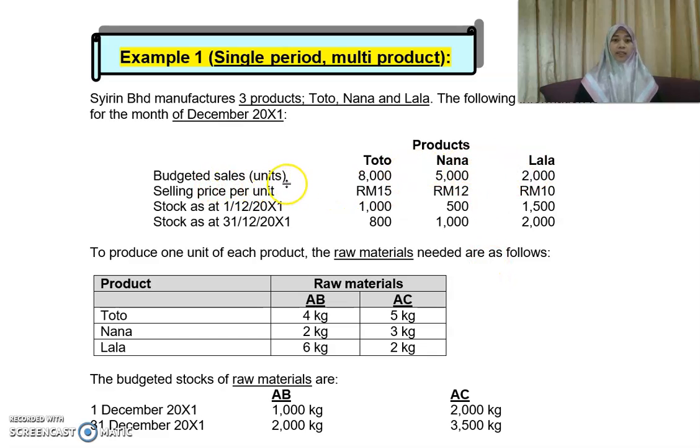You are being given the budgeted sales in units. So 8,000 units you're going to produce for Toto, 5,000 units for Nana and 2,000 for Lala. You are being given the selling price per unit for each of the products. Next, you are being given the stock information. One is stock as at 1st December 20x1 and the other is stock as at 31st December 20x1. Stock at 1st December is your opening stock, and the other is your closing stock at the end of December.